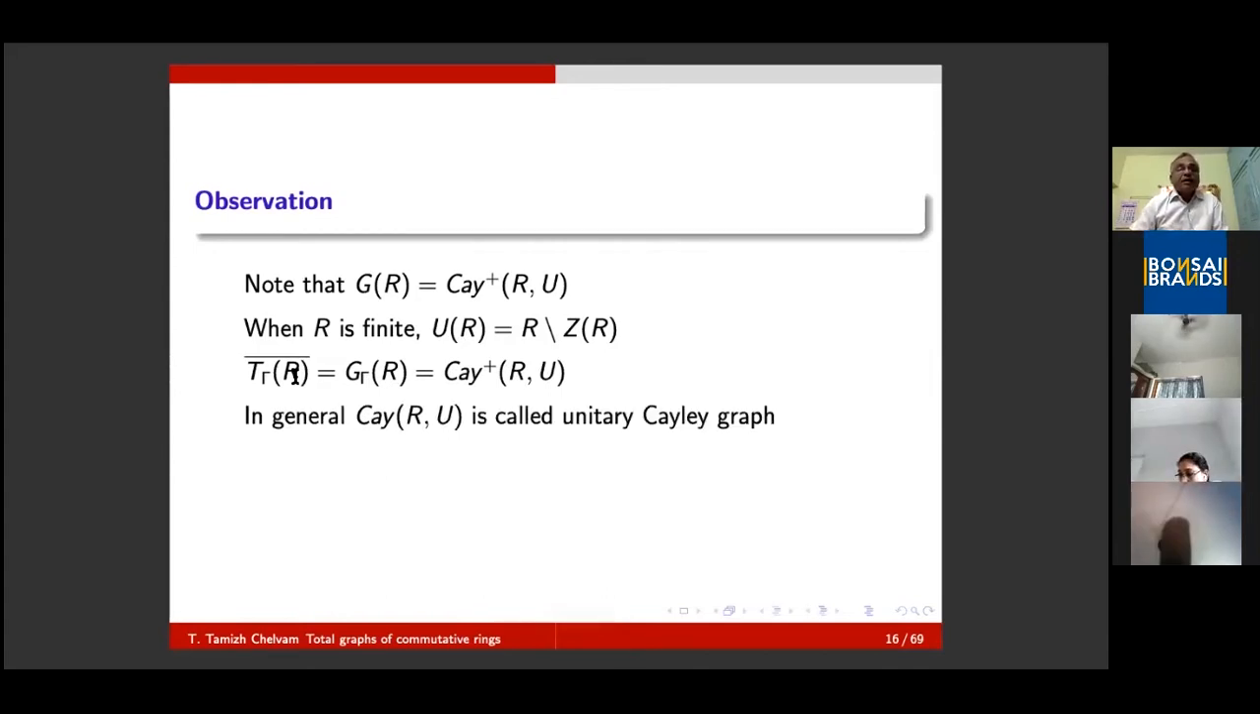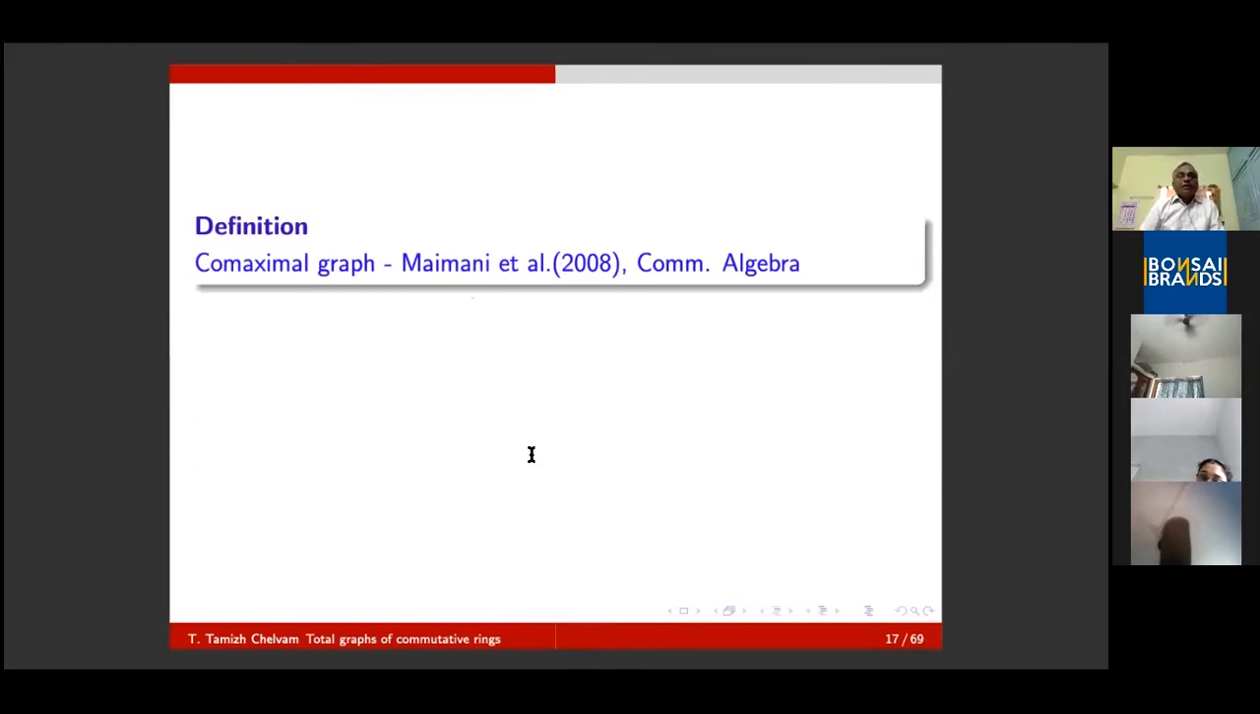In general, Cayley of R comma U is called the unitary Cayley graph. Of course, there is a paper in the Electronic Journal of Combinatorics by Klotz et al. They have studied unitary Cayley graphs. That was the first unitary Cayley graph construction from a commutative ring. And as I informed earlier, the unitary Cayley graph is not isomorphic to Cayley's sum graph.